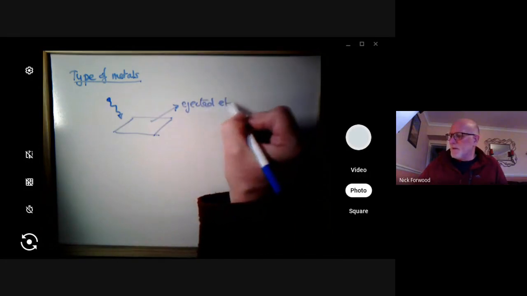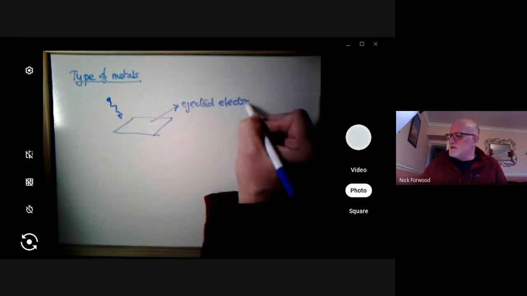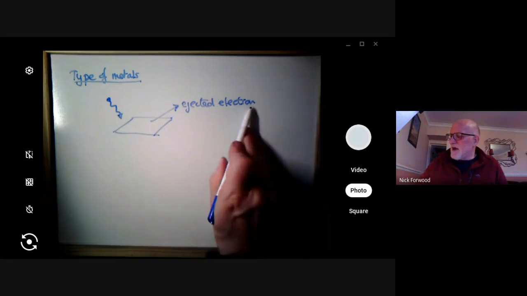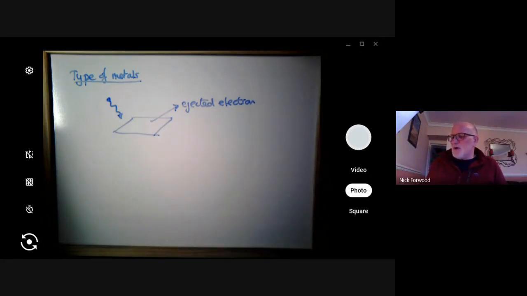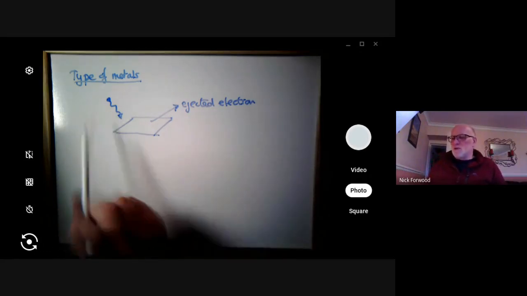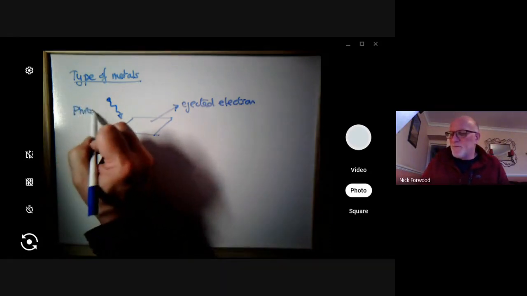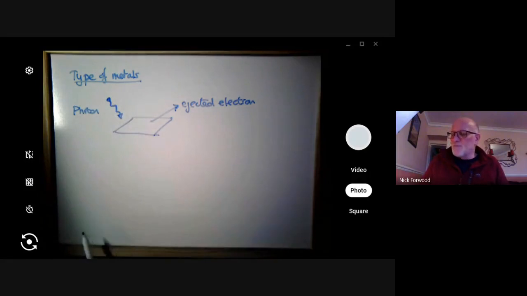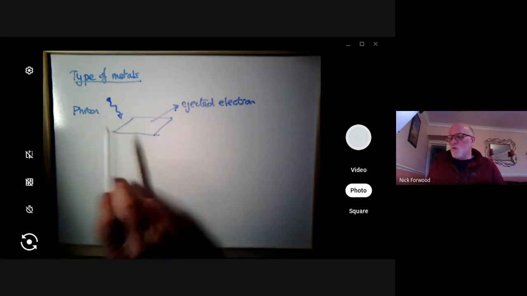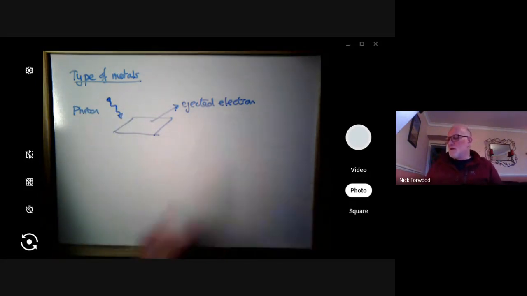Or, to be precise, said Einstein, an ejected electron, because Einstein actually said, well, if light travels in this thing called a photon, which is just like one particle-like wave, one photon makes one electron leave.